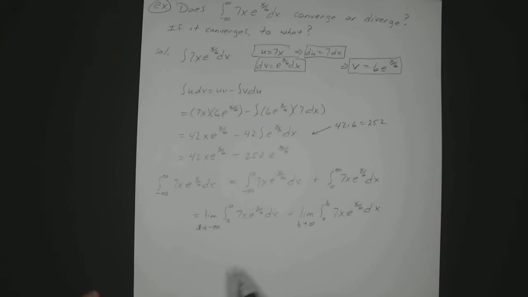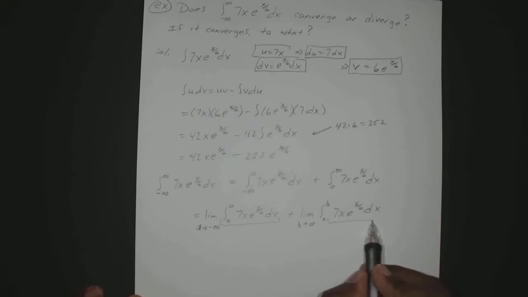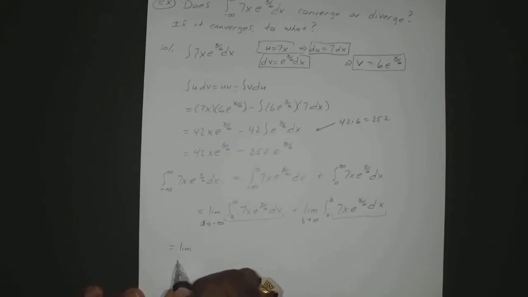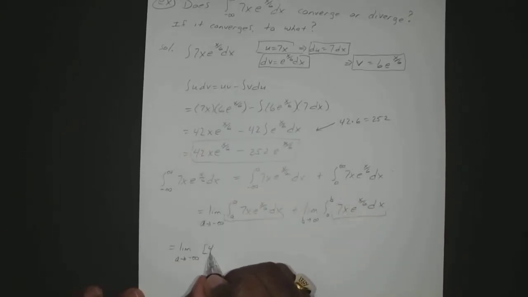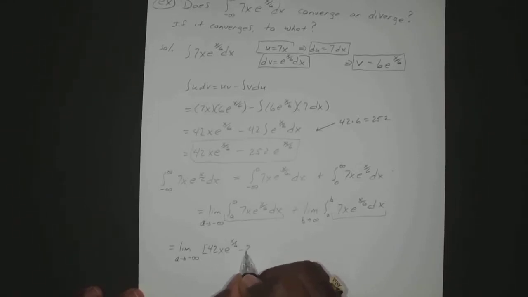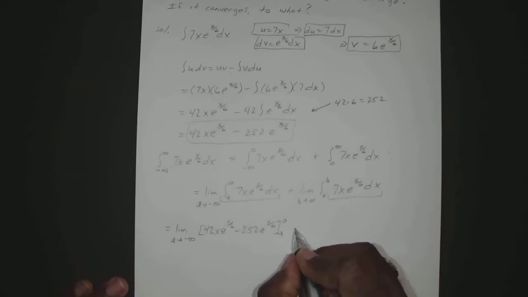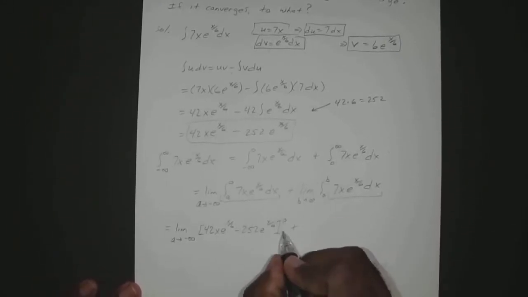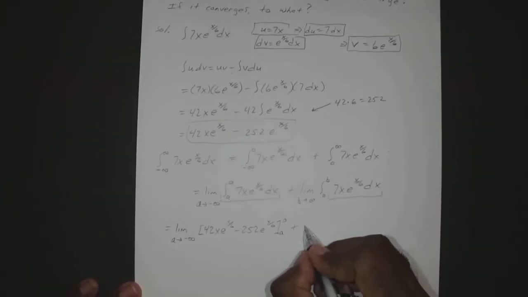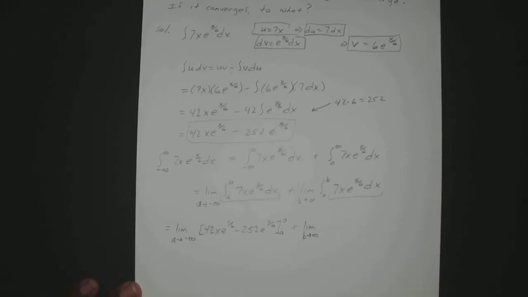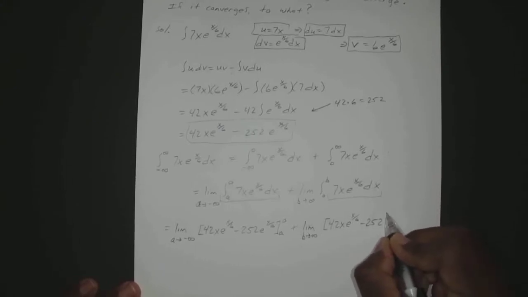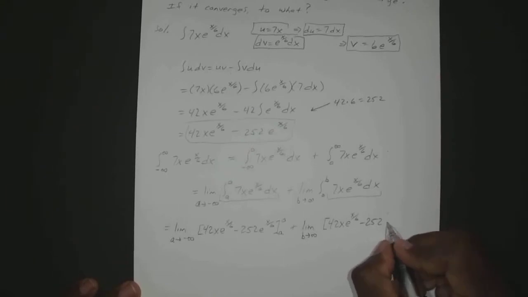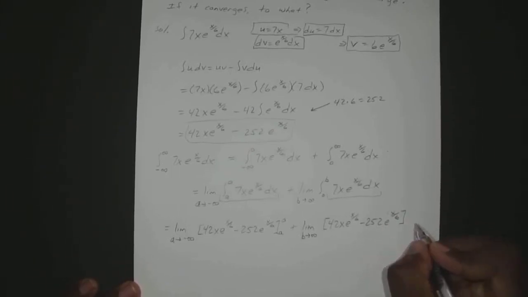All right. So we already solved the integral. That's why I wanted to do that first, because we integrate those, that's just equal to the limit as a approaches negative infinity of the integral that we already solved, 42x e to the x over 6 minus 252 e to the x over 6 from a to 0, plus the limit as b approaches positive infinity of 42x e to the x over 6 minus 252 e to the x over 6 from 0 to b.